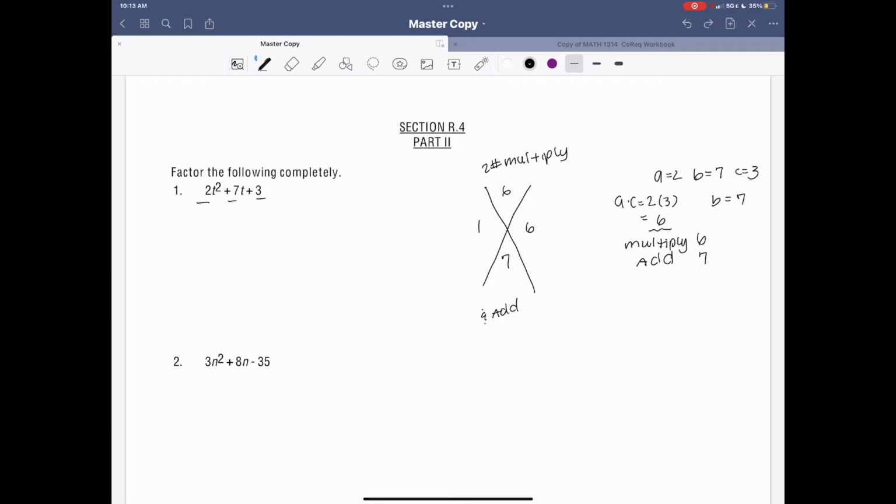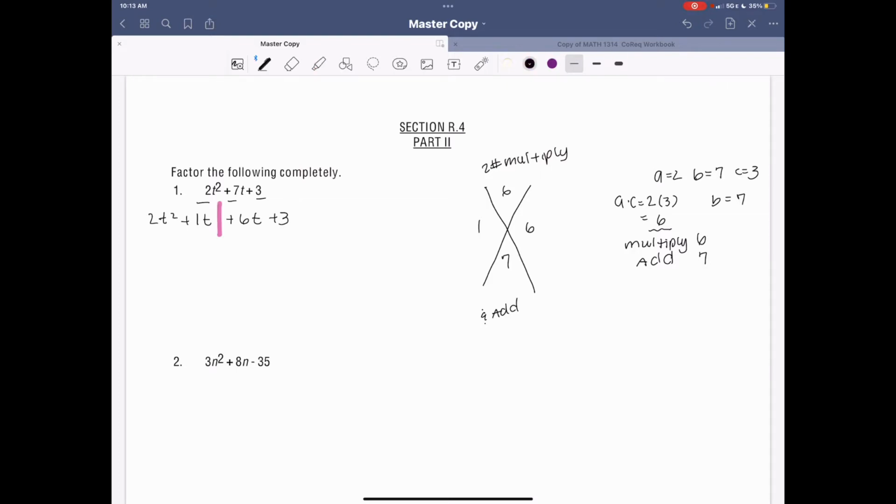So now we're going to use these numbers right here to expand the 7. So I say 2t squared plus 1t plus 6t plus 3. And then I take my function and I split it in half.